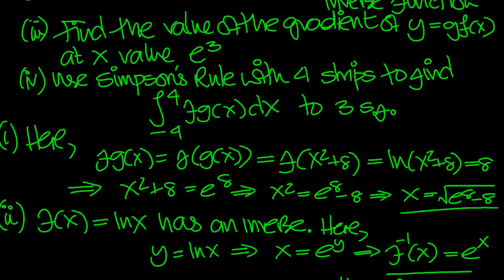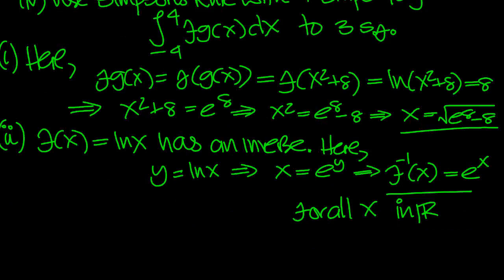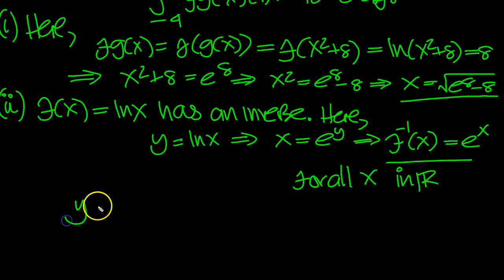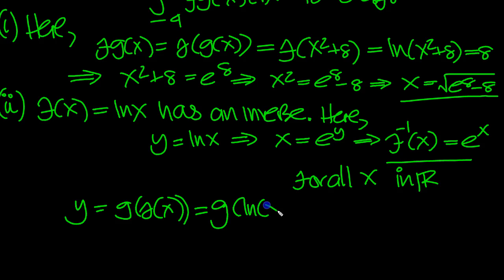Find the value of the gradient of y equals g of f of x at x value e cubed. So let's get y equals g of f of x first, which is equal to g of f of x. f of x is log x, so it's g of ln x. And g is x squared plus 8, wasn't it? So it's something squared plus 8. So there's y. So we need the gradient.